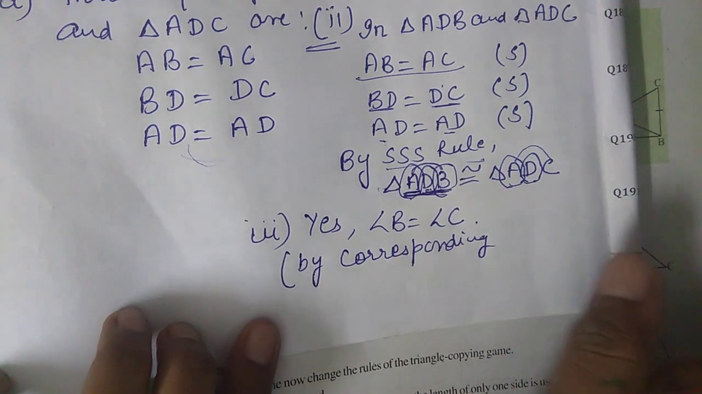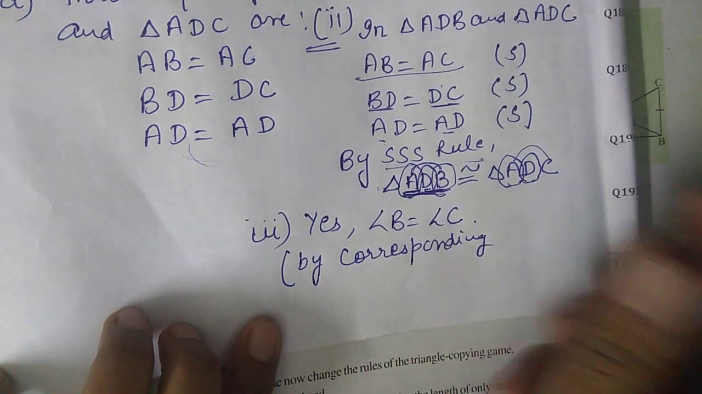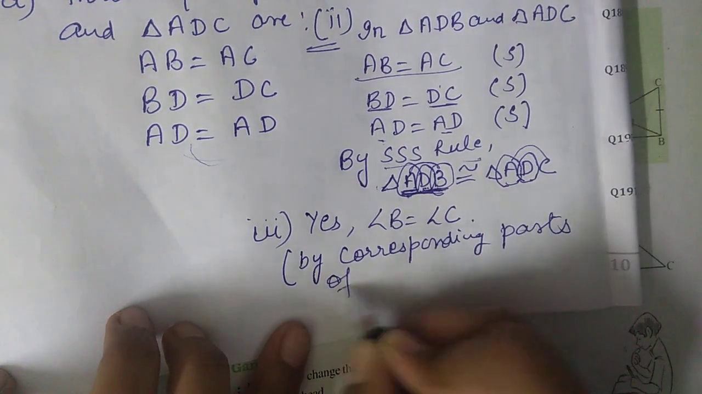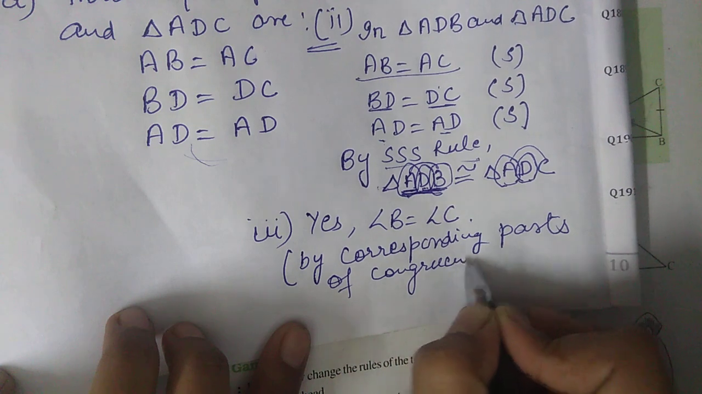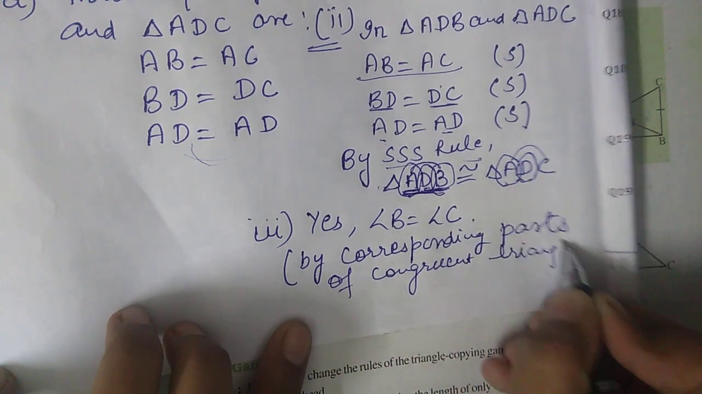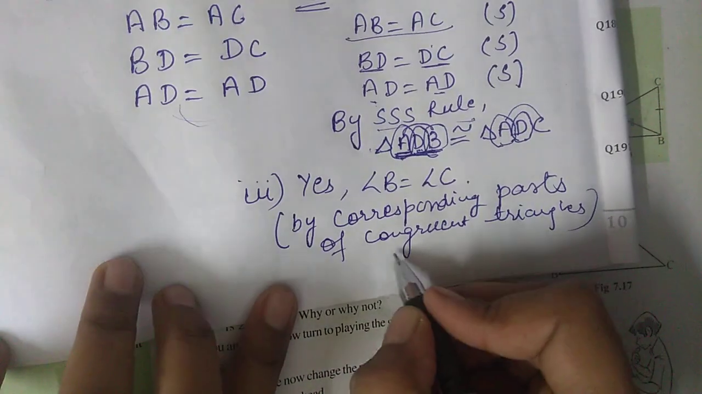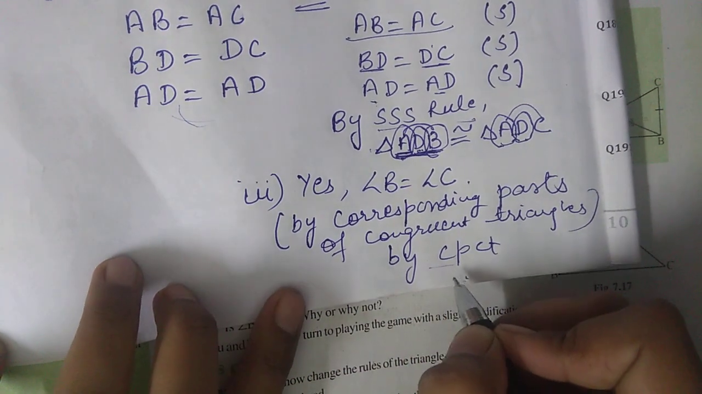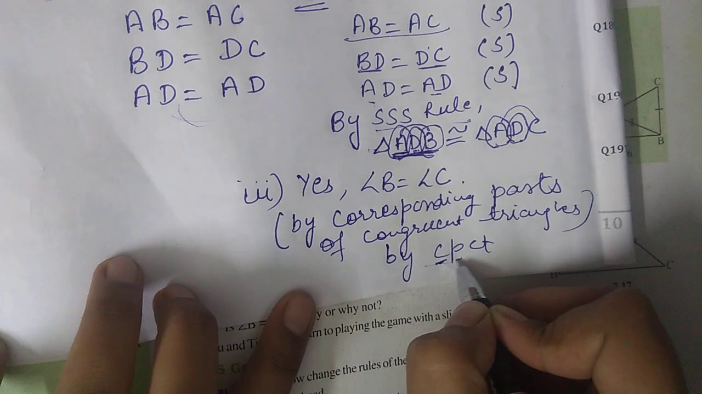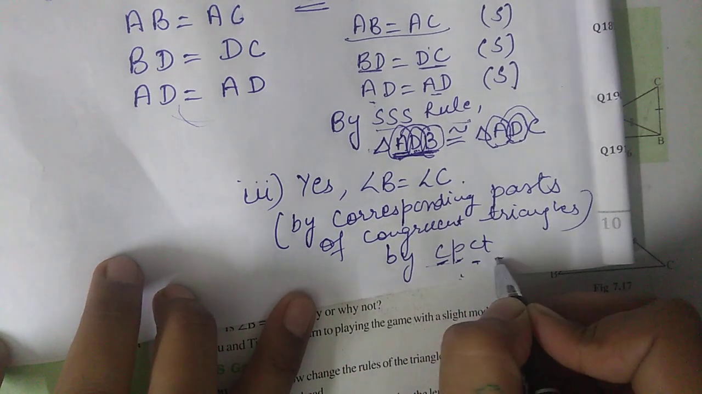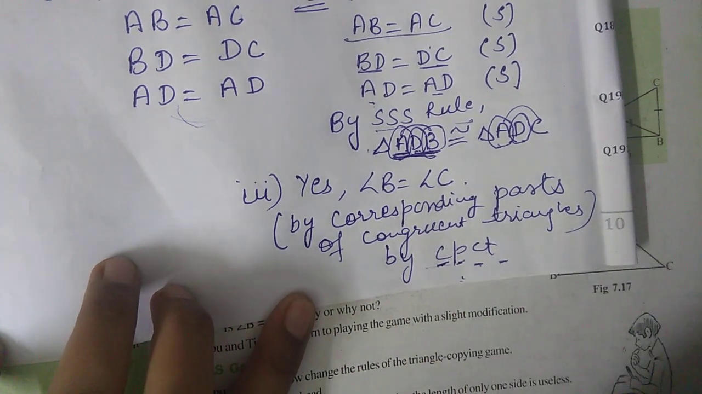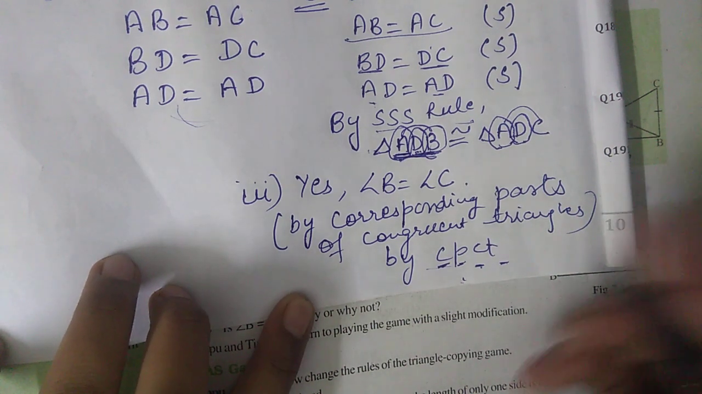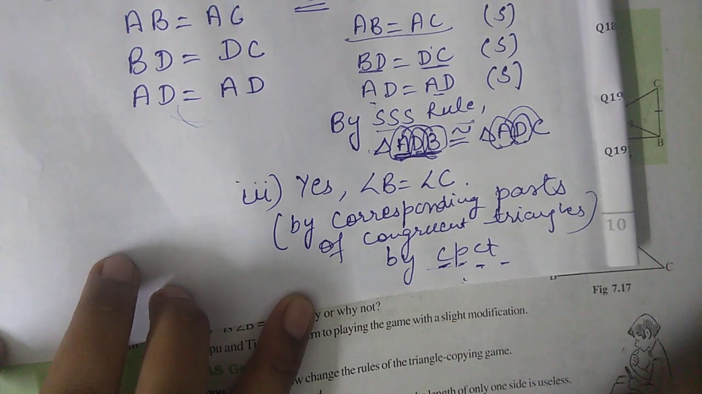How do you come to know about corresponding parts? By the naming of the congruent triangles, by corresponding parts of congruent triangles. And the short form of this is CPCT. It stands for corresponding parts of congruent triangles. Okay, if the triangles are congruent, then and only then can we say the corresponding parts are equal. Okay, so this is your question number 2.